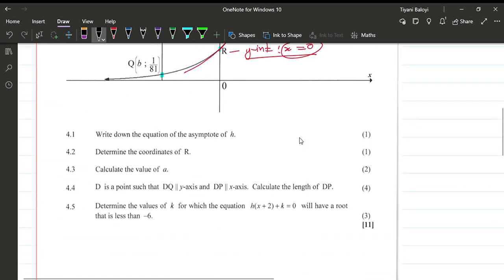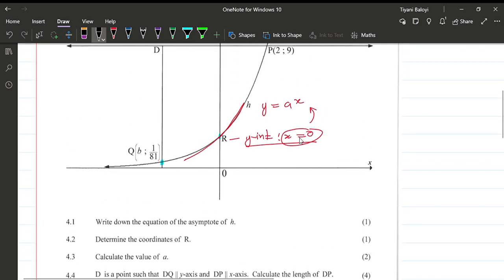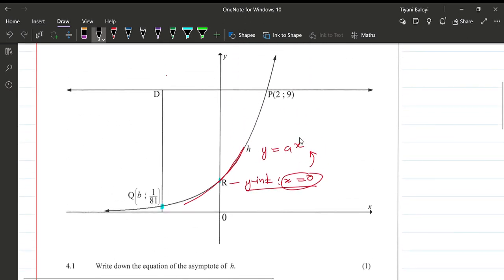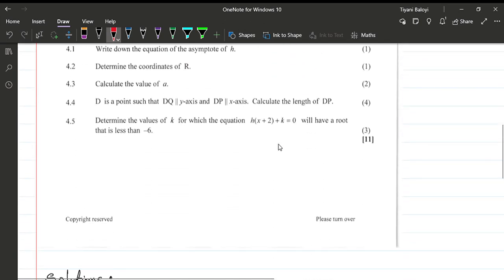4.3 says calculate the value of a. So now we want to determine the value of a, right? So we can do this by substituting a point that we already know the coordinates for. So we have 2 points that were given. We have Q, which is (b; 1/9), and we have P, which is (2; 9), right? So this one, Q, we cannot substitute because we will end up having an unknown a and an unknown b. So we need P so that we can have 9 here, 2 here, then we only have one unknown that we can solve for, right? So let's just go ahead and do that.